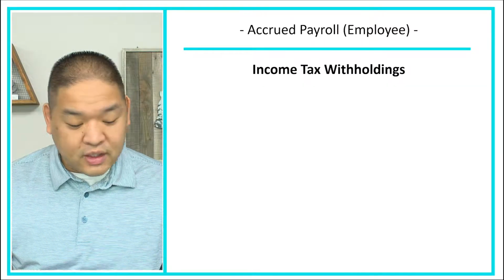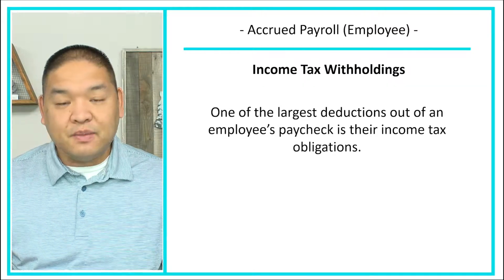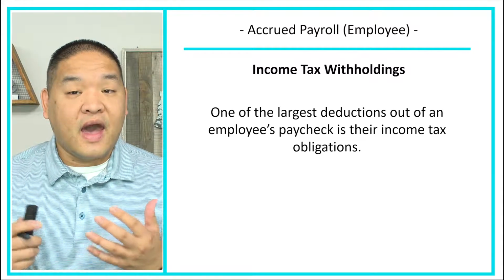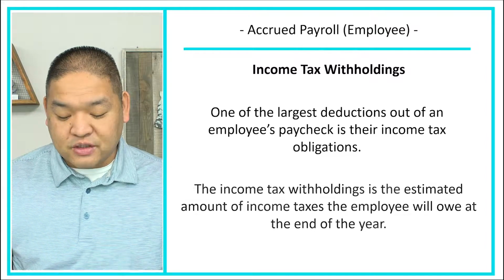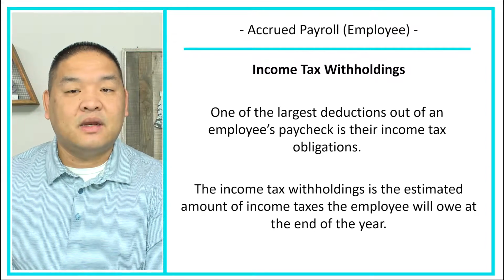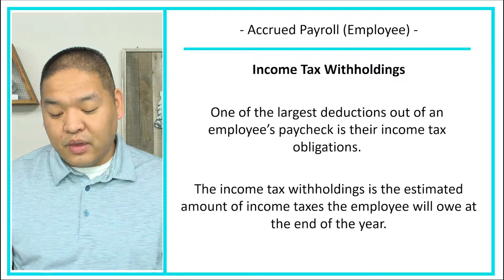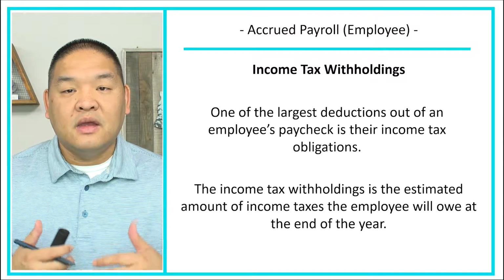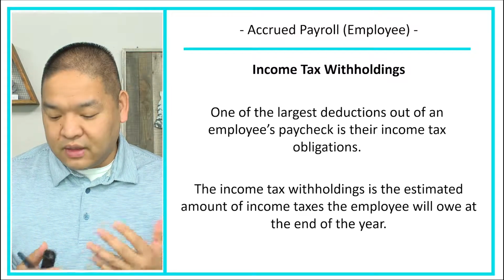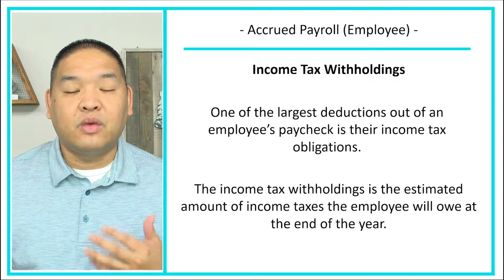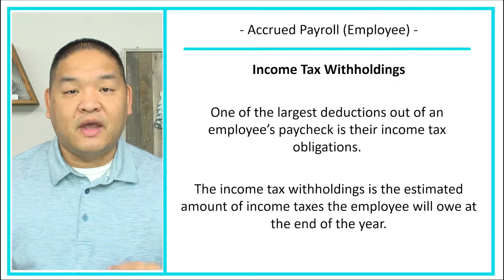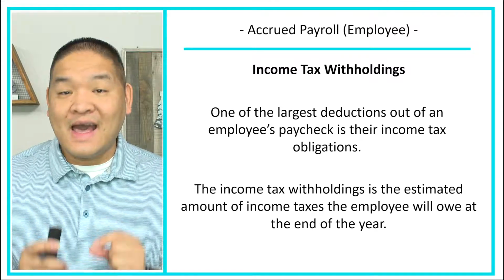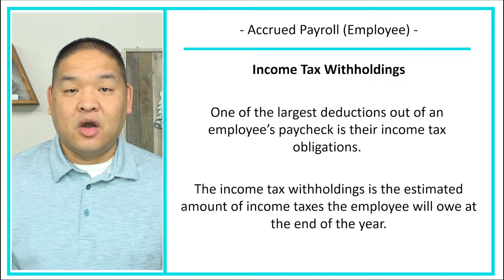Now let's work through some of these deductions so that you have a better understanding of what they are. The first one here is income tax withholdings. Typically, this is one of the largest deductions out of an employee's paycheck, and that is their income tax obligations. Now, the income tax withholding is the estimated amount of income taxes that the employee will owe at the end of the year. So a misnomer is that the hundred and something bucks that we took out from the employee's paycheck to pay for income tax is the actual income tax owed. That is not true. That is an estimate of what we expect that employee to owe at the end of the year.